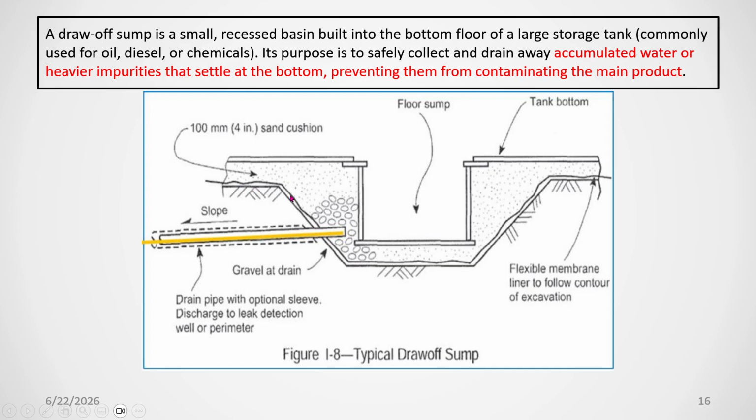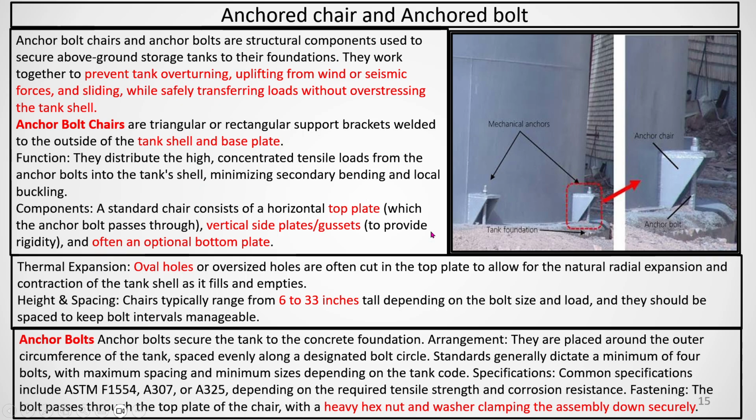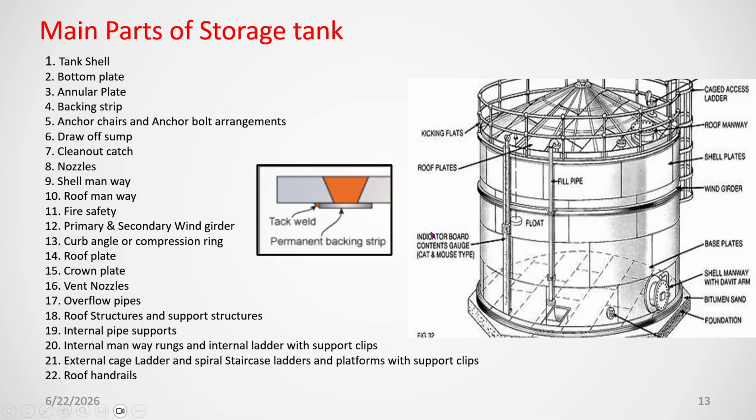And this one is your rubber. You see the flexible rubber, then sand, and then the foundation, then your base plate will be there. If there is any water accumulation, then from here we have a draining provision also. From here the water will be drained outside. There is some slope also, so that any water will automatically go outside. So this is called the draw of sump.